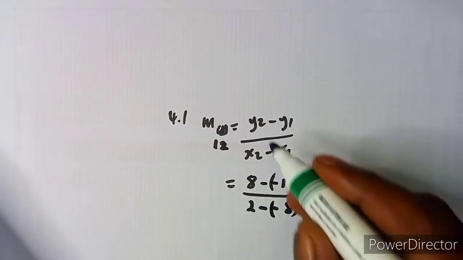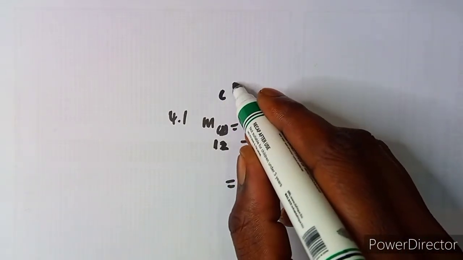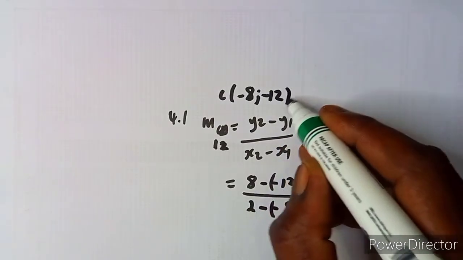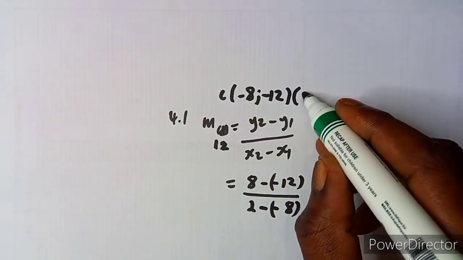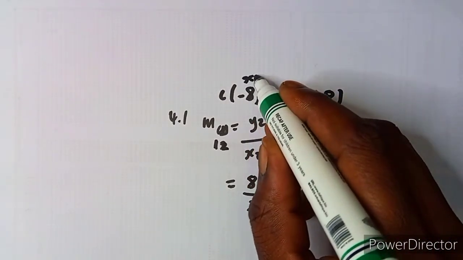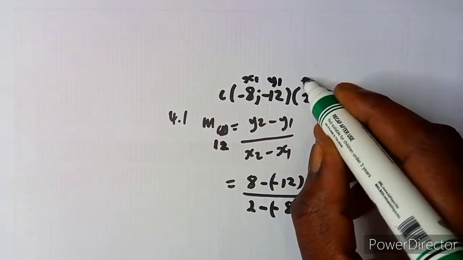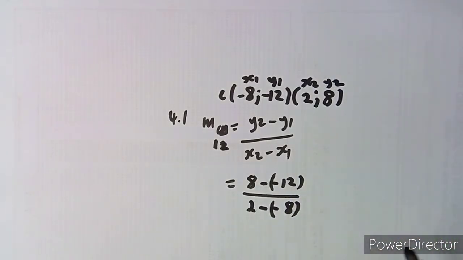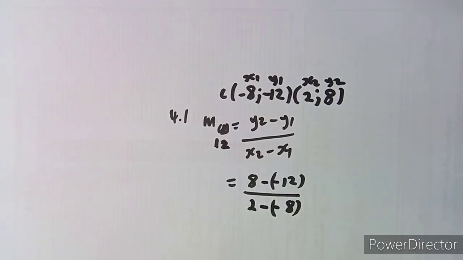Or you can just list your points. This is the point C, minus 8, 12, so that you don't get any confusion. This is your point D, which is 2, 8. So you name your points. This is your x1, this is your y1, this is your x2, this is your y2. Now you can substitute into the formula for the gradient.